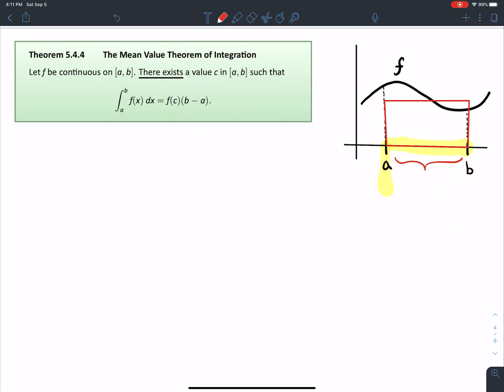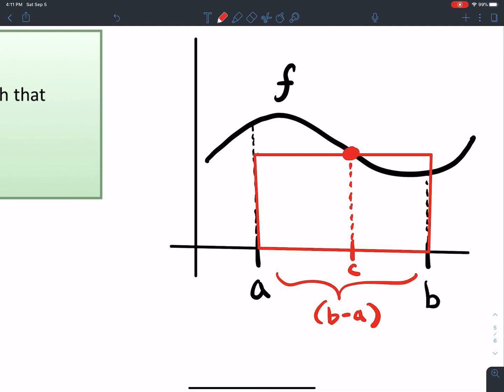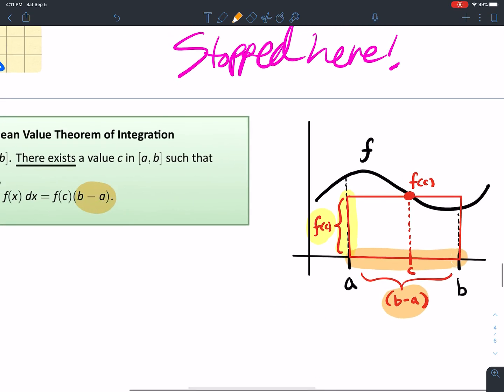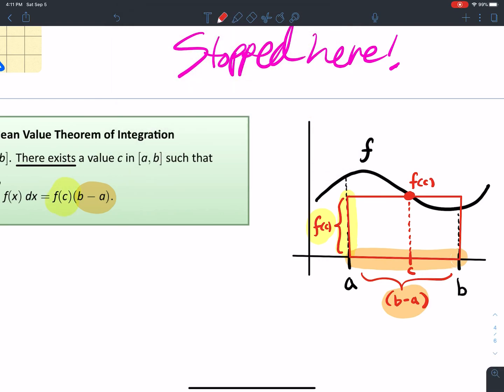So that's the bottom side of that red rectangle. All right, now what about c? So c is some value. I plug a c in. c is between a and b here. When I plug c into my function, I get f of c here. So the height of this rectangle is represented by f of c. The base is b minus a. So what does b minus a times f of c represent? Well, base times height for a rectangle represents the area of a rectangle, okay?